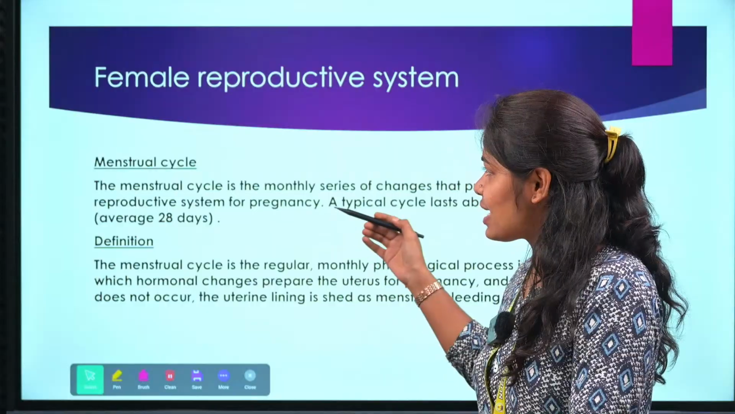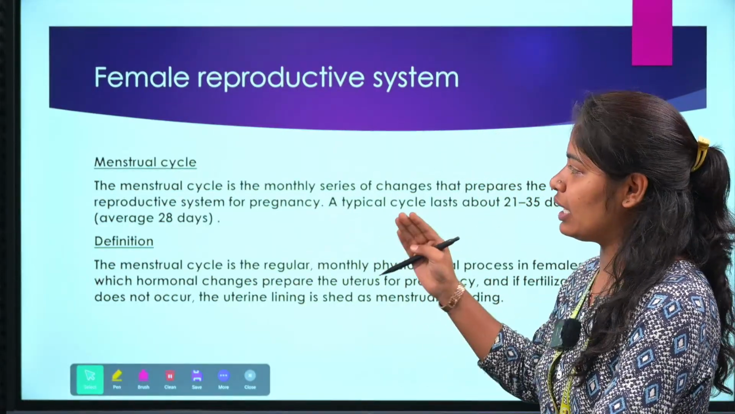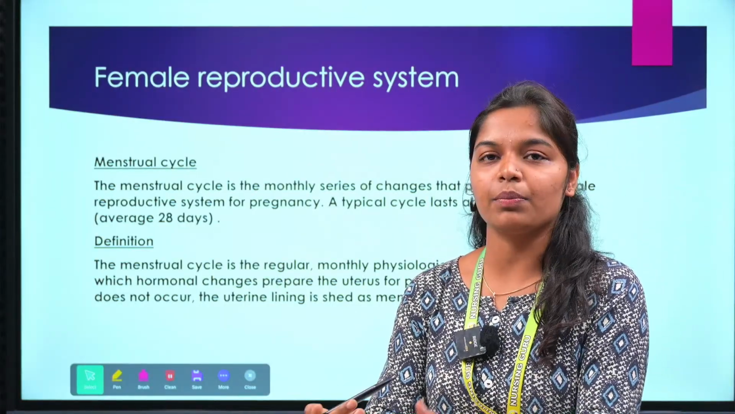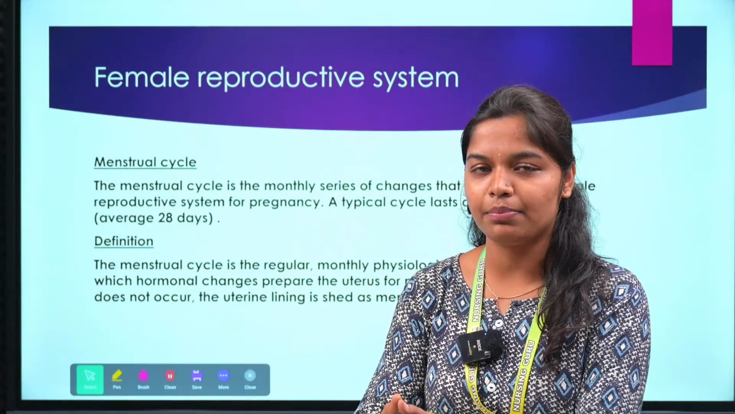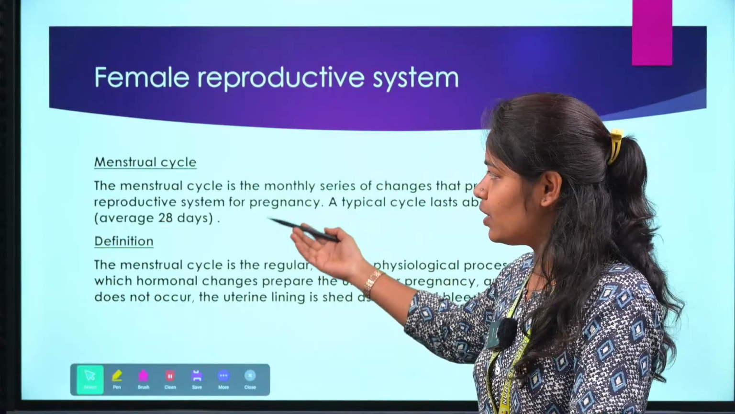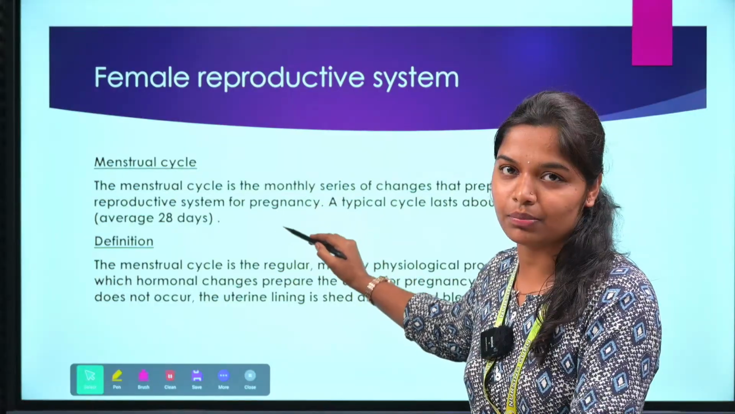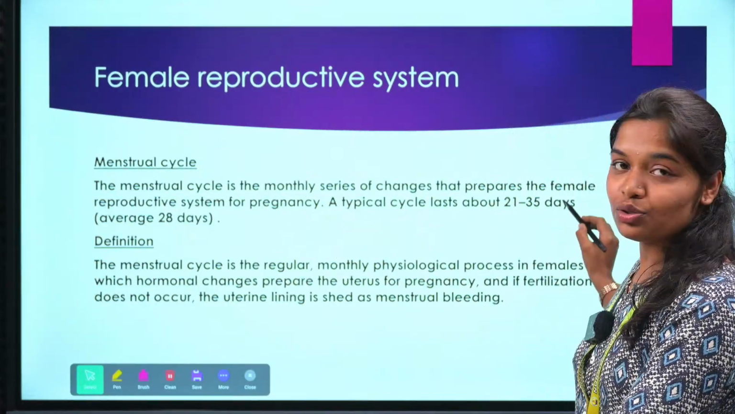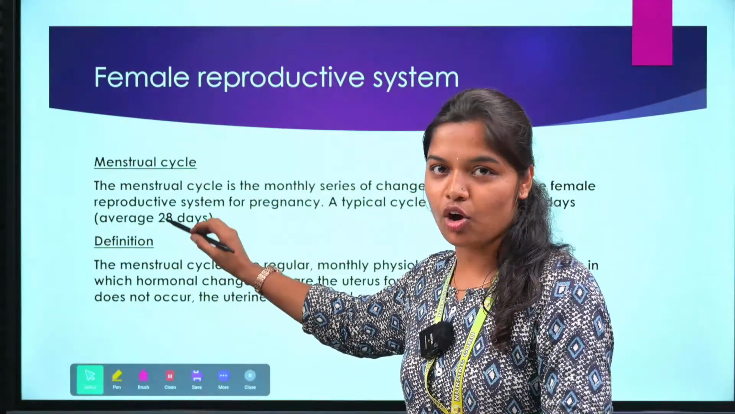The menstrual cycle is the monthly series of changes that prepares the female reproductive system for pregnancy. Here the hormonal changes will happen, and due to the hormonal changes, the reproductive system will get prepared for the pregnancy. The duration is 21 to 35 days on average. The normal menstrual cycle is 28 days.